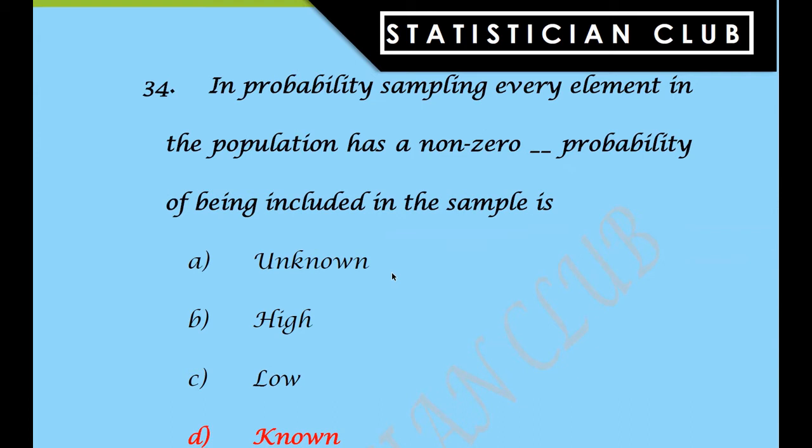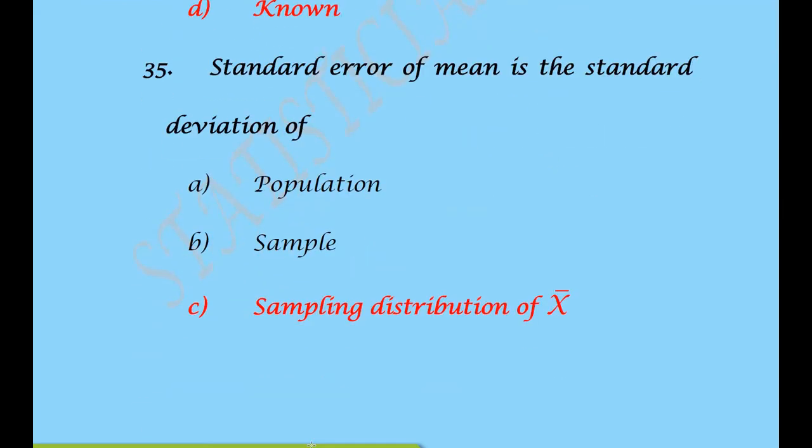In probability sampling, every element in the population has a non-zero probability of being included in the sample. Non-zero probability. Standard error of mean is the standard deviation of the sampling distribution of x bar.